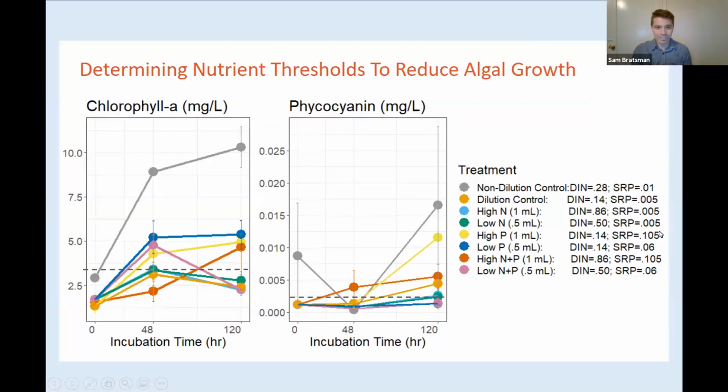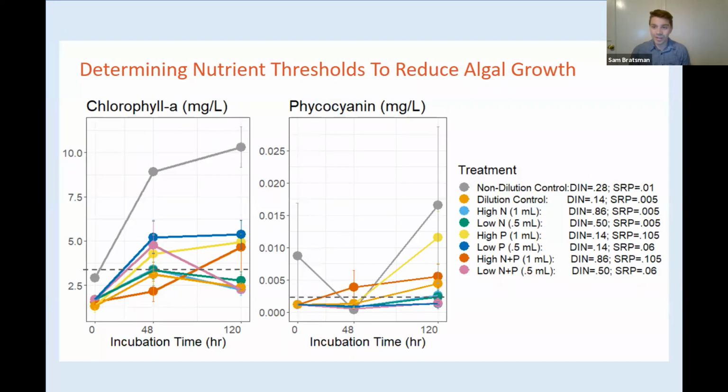The first thing that I'm going to share is from our dilution bioassay, which is a little bit different. Instead of just collecting the water samples and putting them into the cubitainers, we diluted them in a solution with a similar ionic concentration. In doing this, we get a better idea of where these thresholds are.